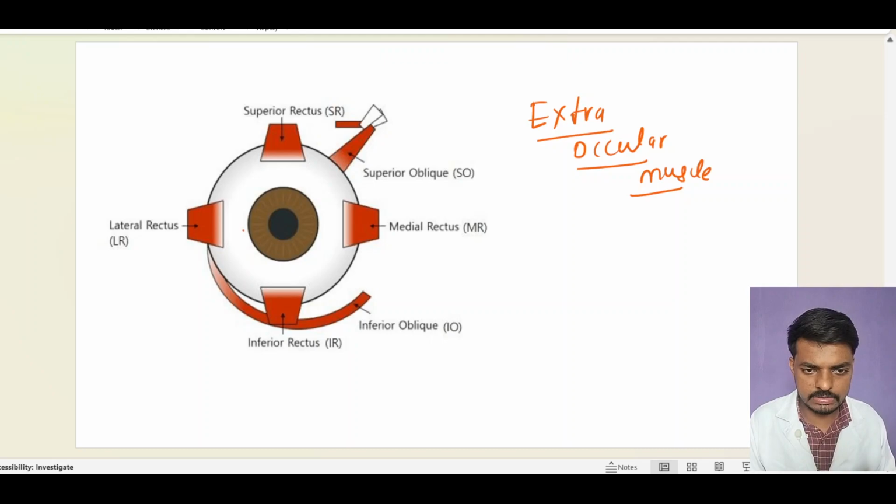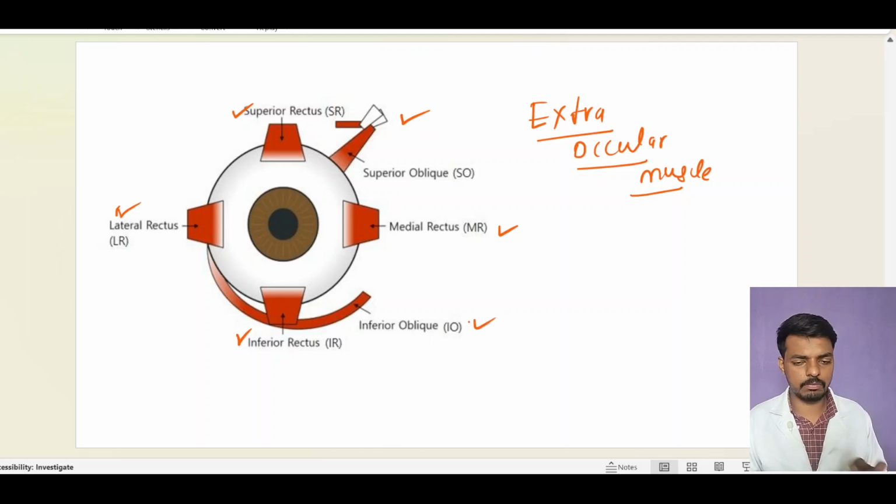We have muscles named superior rectus, which is present upward, inferior rectus down, medial rectus here, and lateral rectus on the outward side. Here it comes up: 4 rectus muscles and 2 oblique muscles, that is the superior oblique muscle and inferior oblique muscle. Two oblique muscles, 4 rectus muscles. In total we have 6 extraocular muscles.